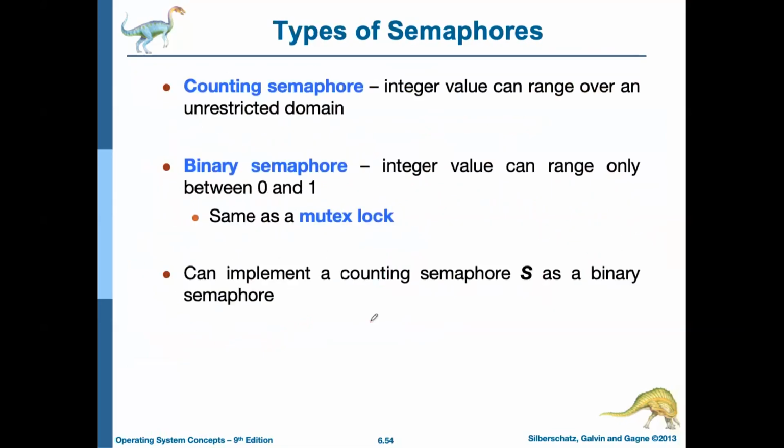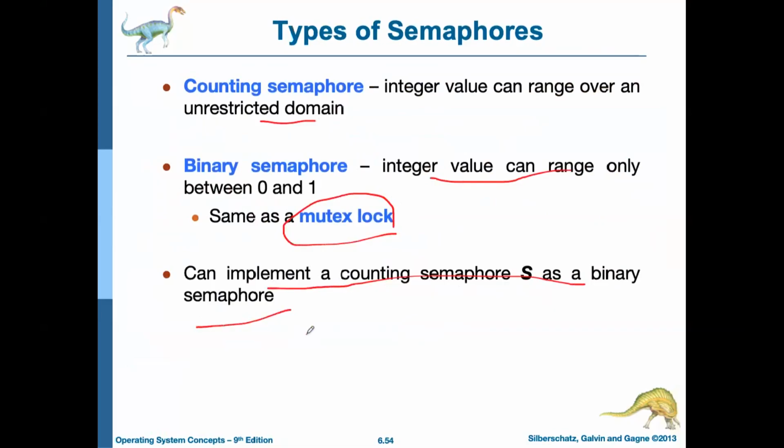So counting semaphore is a type of semaphore. A counting semaphore has an integer value that can range over an unrestricted domain, and a binary semaphore has an integer value that can range only between 0 and 1. This is similar to the mutex lock they are using, 0 and 1. So we can implement a counting semaphore as a binary semaphore.